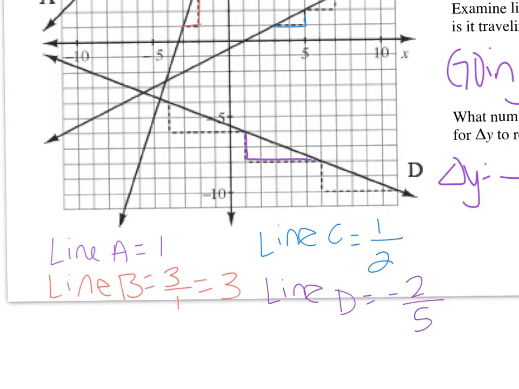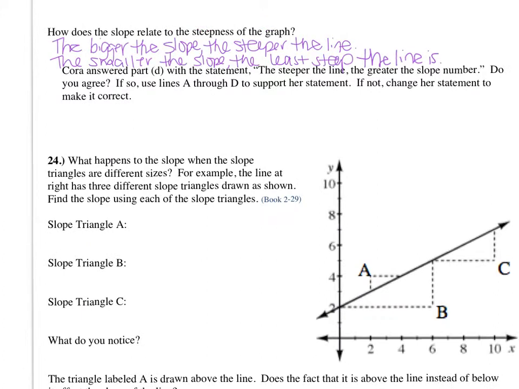How does the slope relate to the steepness of the graph? So the bigger the slope, the steeper the line, and the smaller the slope, the least steep the line is. So Cora answered part D with the statement, the steeper the line, the greater the slope number. Do you agree? If so, use lines A through D to support her statement. If not, change her statement to make it correct. So Cora is correct. But just be careful with the negative slopes. We are going to be taking their absolute value.